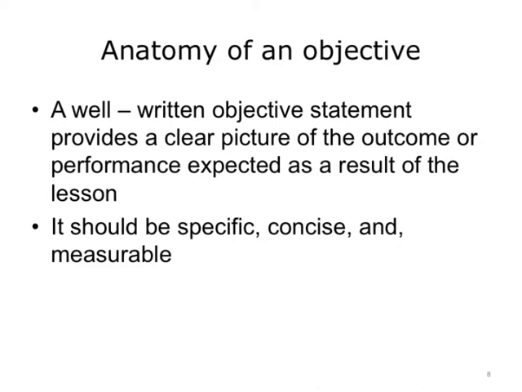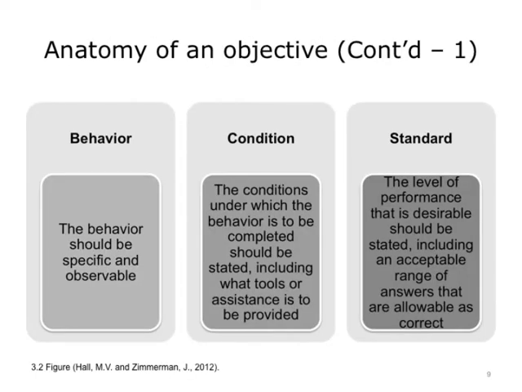Let's focus in on how an objective is constructed. A well-written objective statement provides a clear picture of the outcome or performance expected as a result of the lesson. It should be specific, concise, and measurable. An objective statement has 3 parts: the behavior, the condition, and the standard. The behavior describes what the students will be able to do, and verbs that are specific and observable should be used. The condition under which the behavior is to be completed should be stated, including what tools or assistance is to be provided. The standard indicates the level of performance that is desirable, including an acceptable range of answers that are allowable as correct.